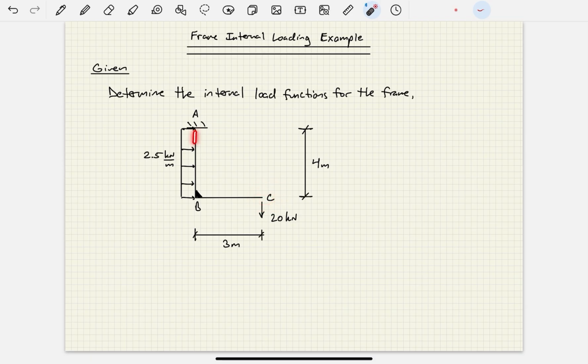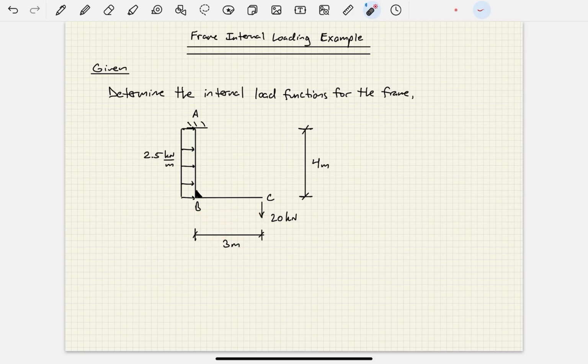On the vertical member AB, we have a uniformly distributed load of 2.5 kilonewtons per meter, and that's going to be 4 meters long. And then on the horizontal member BC, we have a point load at the end C of 20 kilonewtons, and that member is 3 meters long.